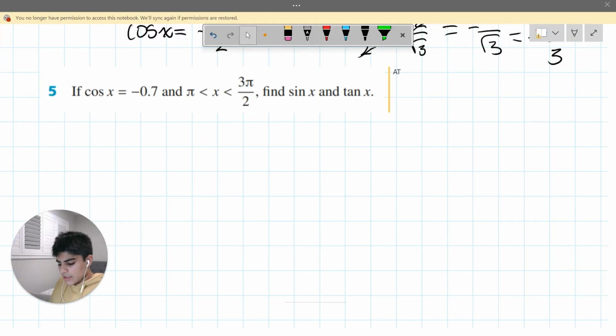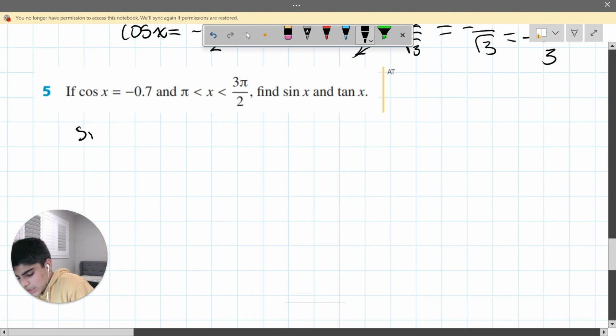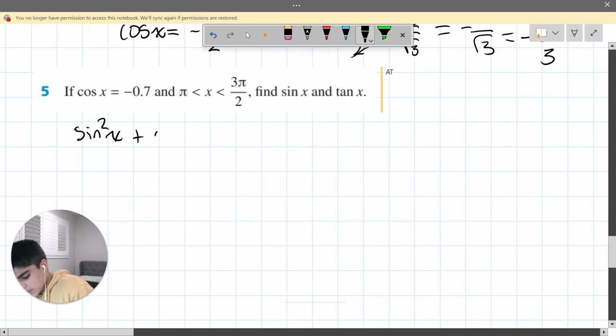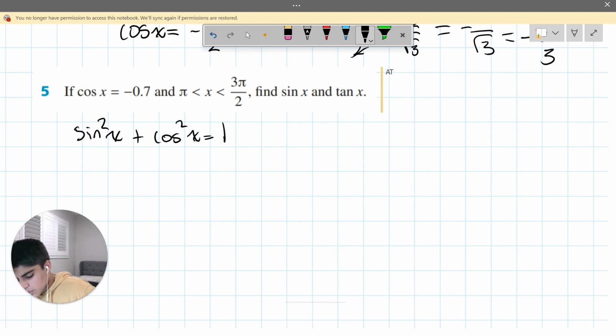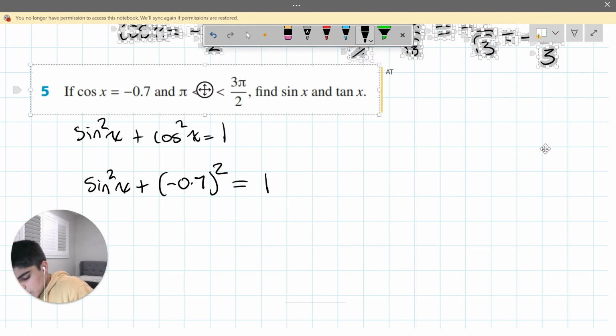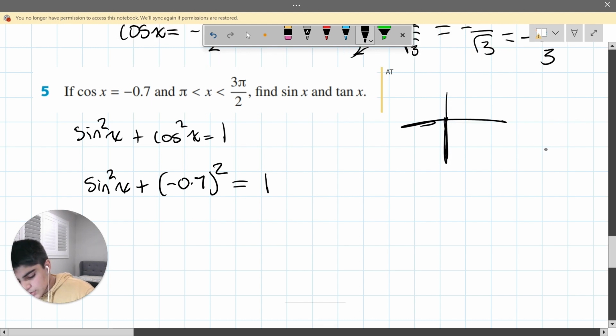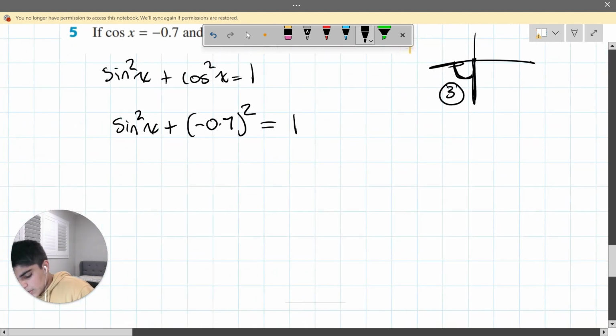Okay, next question. Let's state the identity again. Sine squared x plus cosine squared x equals 1. This time we know cosine x. Sine squared x plus negative 0.7 squared equals 1. Before I continue any further, let's establish what our domain is. x is less than 3 pi on 2 but greater than pi. This is pi, this is 3 pi on 2, so we're looking for an angle in the third quadrant. Let's continue.